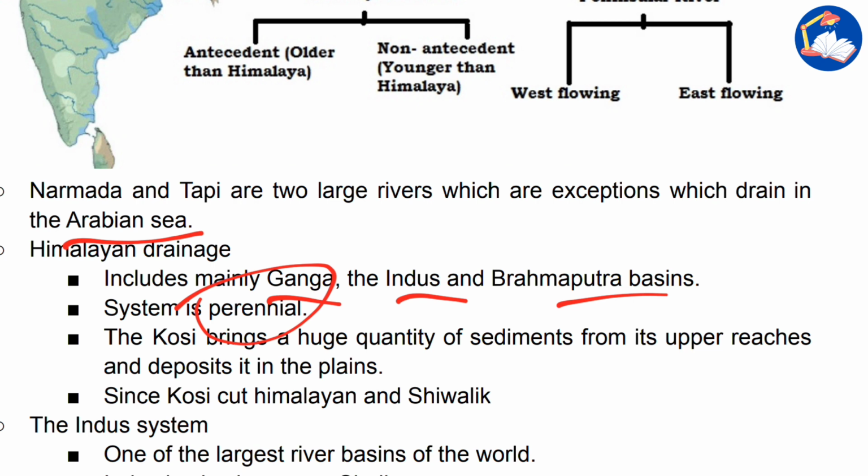The Kosi brings a huge quantity of sediments from its upper reaches and deposits it in the plains. Since Kosi cuts through the Himalayas and Shivaliks, it brings a lot of sediments and deposits them in the plains.